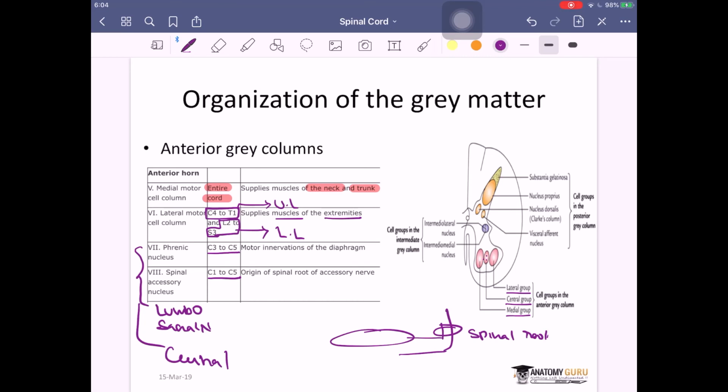So that means, C3 to C5 you have the phrenic nerve, C1 to C5 you have the spinal accessory nerve. After C5 you don't have the central group at all.